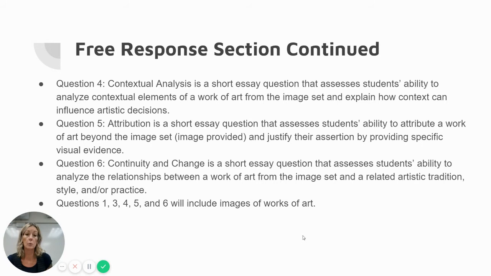Okay. All of those questions will include images, or I'm sorry, not all. Questions 1, 3, 4, 5, and 6 will include an image of a work of art. That second essay question, you will not have an image. Okay, they will just kind of ask you a question and you will have to address it.